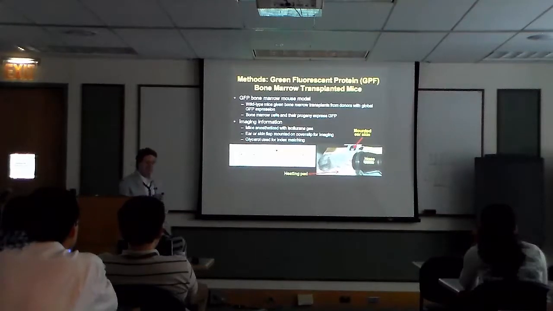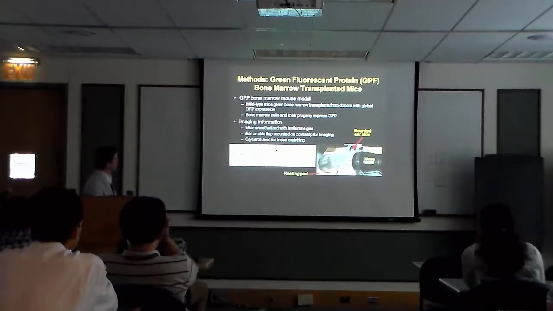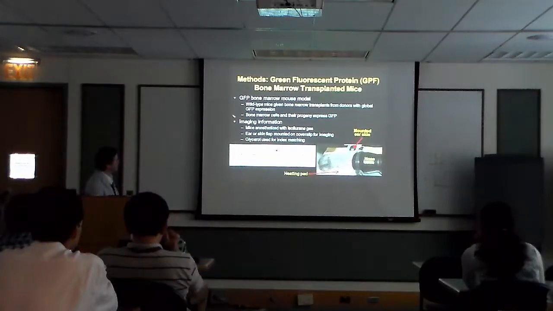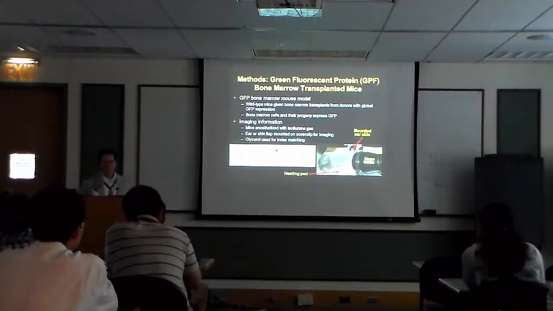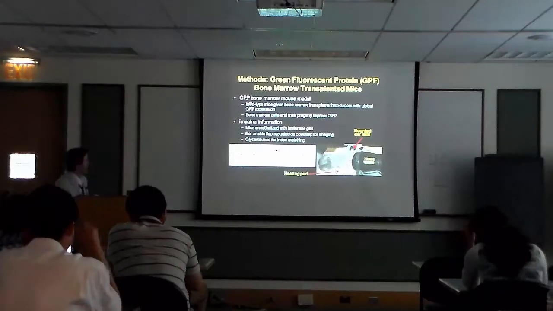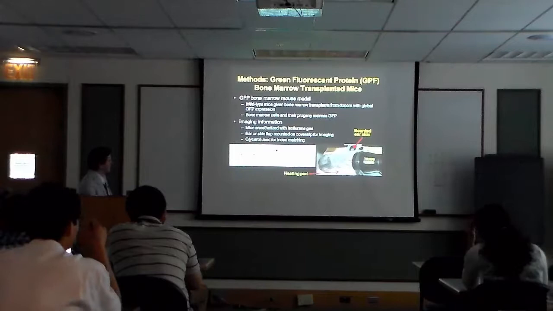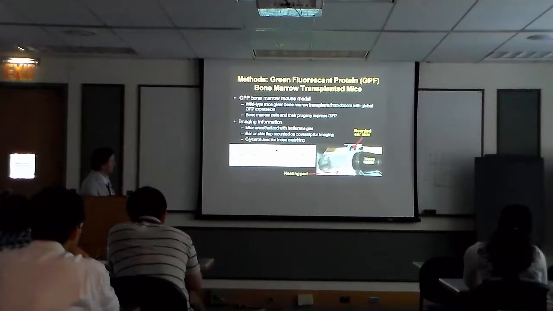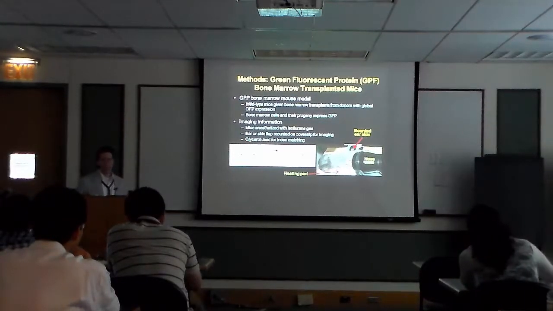So let me set up the model that we're using, and then I'll talk about some of our solutions. Well, the model we wanted to use that we developed was to take bone marrow from a green fluorescent protein expressing mouse and do a bone marrow transplant. So we extract the bone marrow from this GFP mouse and we transplant it into wild type mice that have been immunodepleted. So these mice have been exposed to radiation that basically kills off any of their normal bone marrow. And these mice will die unless they get bone marrow to recover.